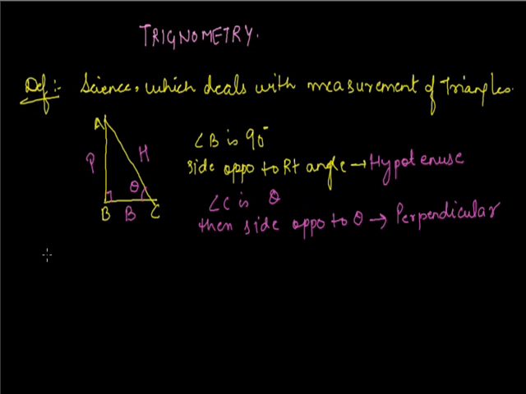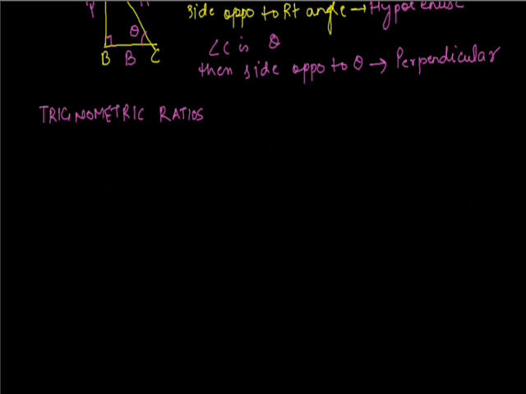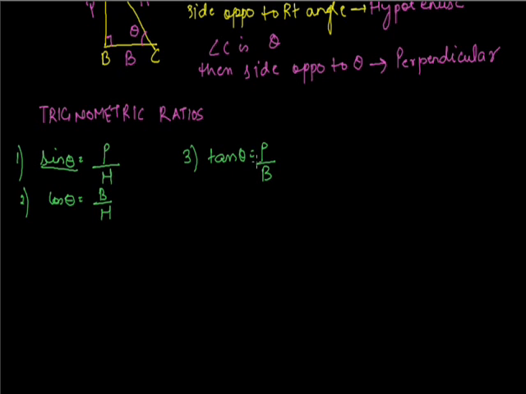Okay, now we'll be starting with trigonometric ratios. Firstly, it is sine theta. If we have to find out the value of sine theta, then we'll be using the ratio perpendicular upon hypotenuse. Secondly, it is cos theta, which is base upon hypotenuse. Thirdly, it is tan theta, which is perpendicular upon base.